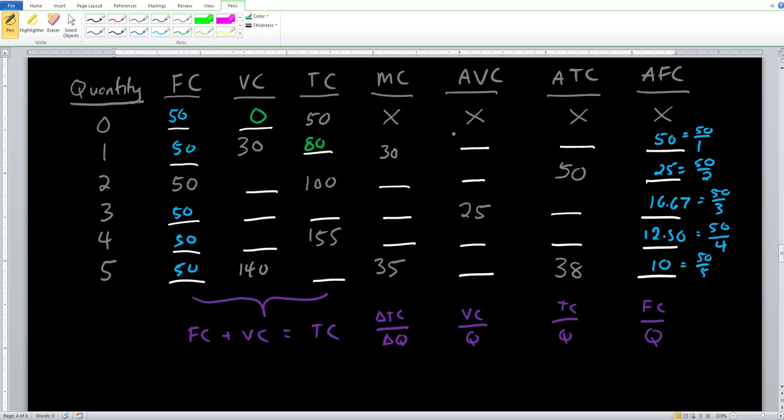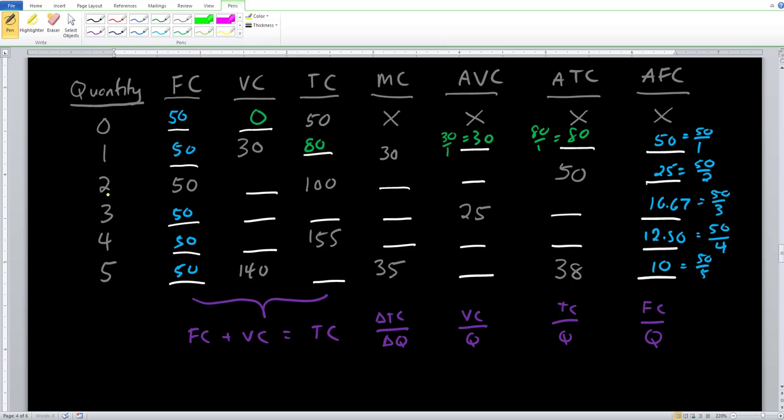Average variable cost, how do we solve this out? We just take the variable cost, 30, divided by our quantity of 1, so VC divided by Q. That's 30 divided by 1. We get 30 right here. And then ATC, we solve for TC. It's 80. We divide it by quantity, so 80 divided by 1. That'll give us 80 right here. So far, so good. Pretty simple calculations just starting us off.